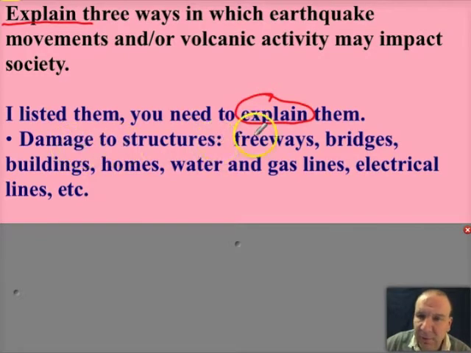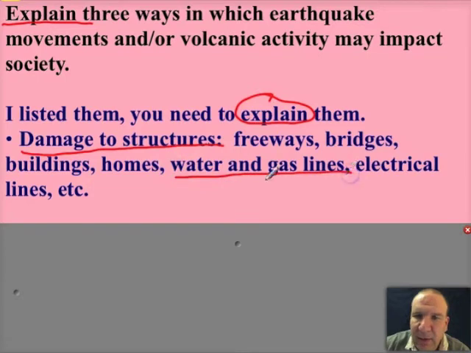Damage to structures. For example, freeways, bridges, buildings, homes, water and gas lines, electric lines. So let's just pick one of these. Let's say damage to structures, and you might even write damage to structures such as water and gas lines. And then just explain, because of the earthquake shaking and there's movement going on within the earth, the water lines will rupture or the gas lines will rupture. Freeways and bridges may collapse as a result of the ground shaking.